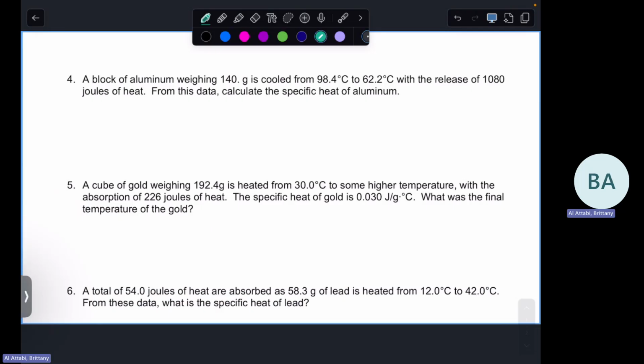All right, so I'm going to look at number 4 now. A block of aluminum weighing 140 grams is cooled from 94.8 to 62.2 with the release of 1,080 joules of heat. From this data, calculate the specific heat of aluminum. So what formula are we using based on the word problem? The same one. How do you know based on the word problem? The temperature is changing. Yeah.